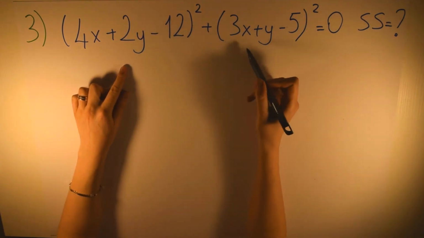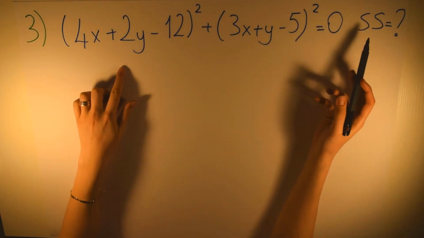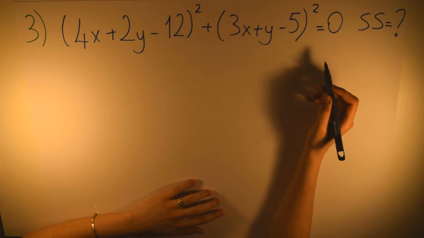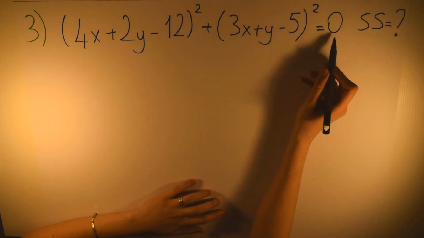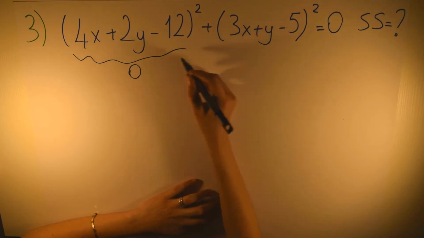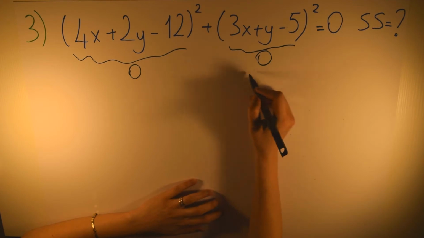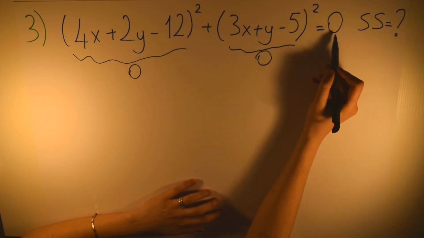Okay, in our third question we have 4x plus 2y minus 12 to the power of 2 plus 2x plus y minus 5 to the power of 2 is equal to 0. So what is the solution set? So if this expression is equal to 0, that means this has to be equal to 0 and also this has to be equal to 0. So when I sum them up, it will give me 0, right?